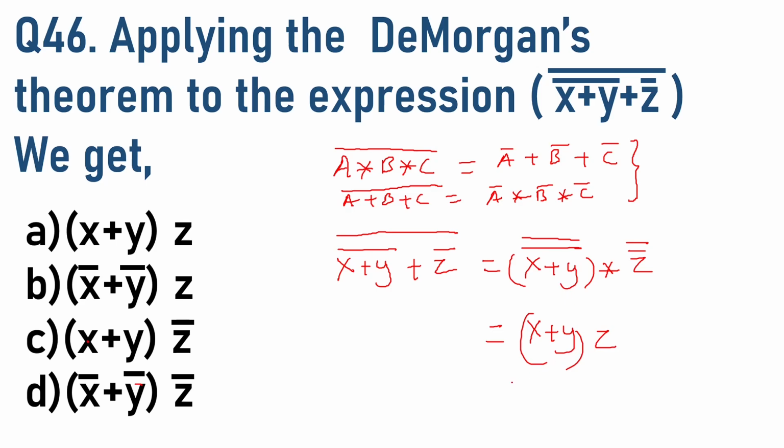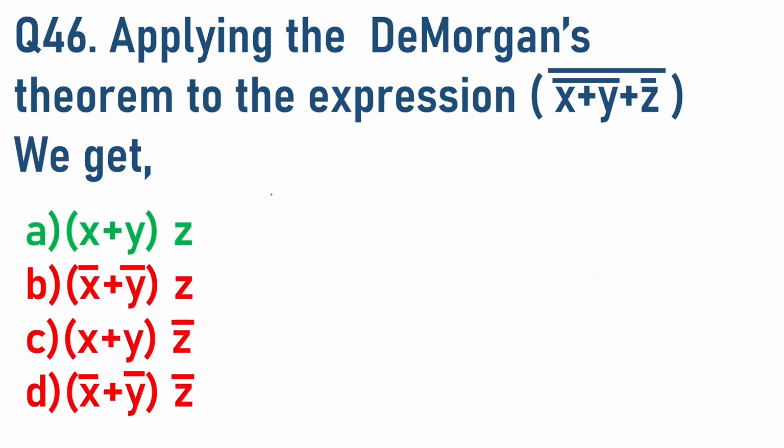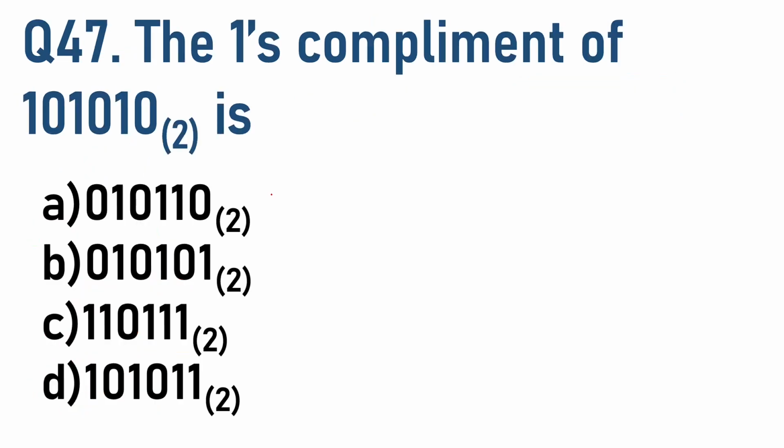Now this answer, that is x plus y multiplied by z, is the option A answer. So option A is the answer for the expression. Applying De Morgan's theorem to the expression given, we get the answer as option A, x plus y into z. So option A is the right answer here. Okay. Then we'll go to the next question.